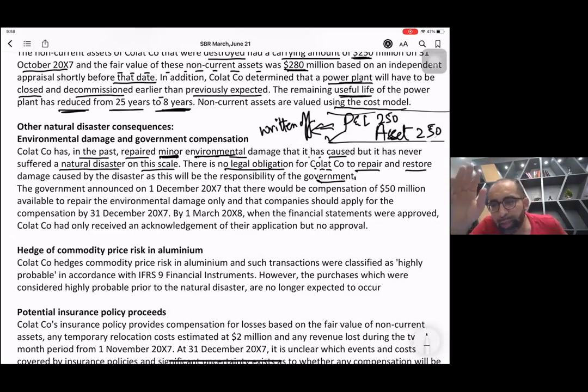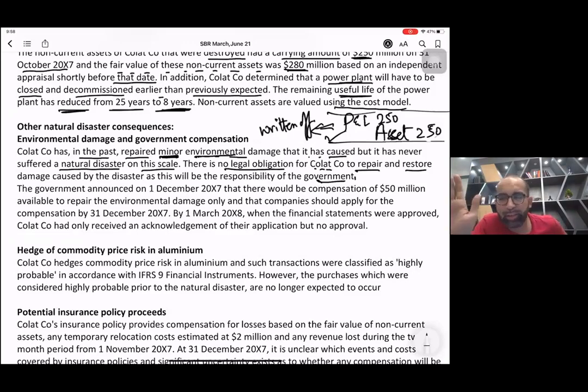And the constructive obligation only arises when our past practices or our act or our announcement creates valid expectation to those affected, right? So my dear student, we have no such past practices. No such past practices. Listen. And plus, this is the first time of natural disaster. So definitely no past practice possible.